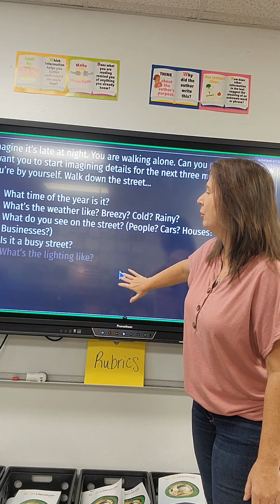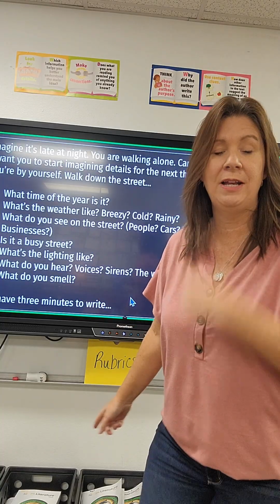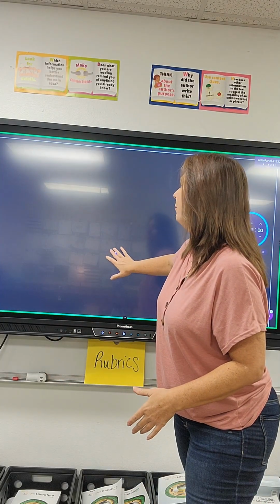And we're going through the questions, and then it says, you have 3 minutes to write. So then I set the timer. They wrote the setting. We worked on the setting, and they worked on including all of the imagery words to put pictures in my brain because I'm the one reading it. So I want it to be good and detailed. And then after the 3 minutes was up, we went on to the next.